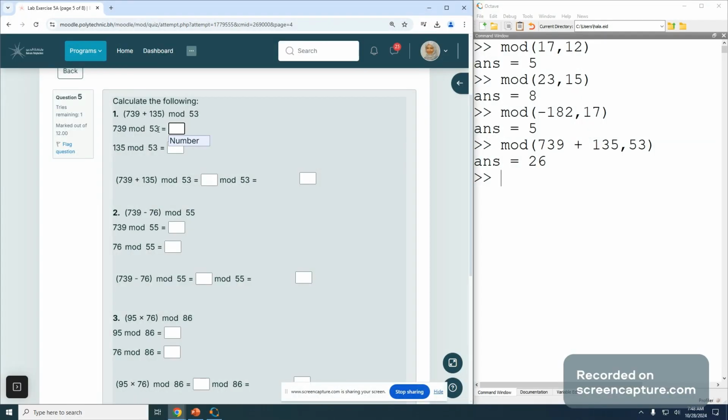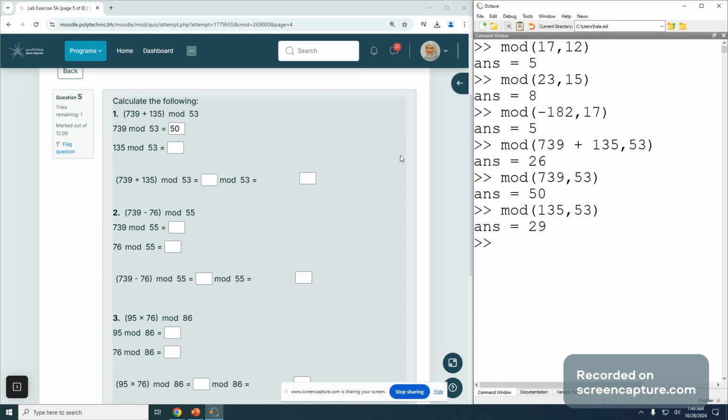I'm going to try for the first one using Octave. So we do mod 739, comma 53. This gives us 50, so you just have to type 50. You go for the second one. We want to find mod of 135. The same thing, mod 53. The answer is 29.